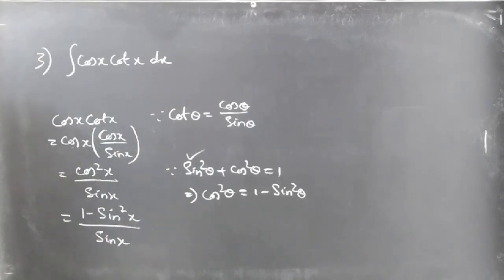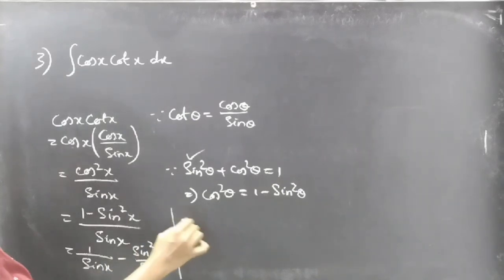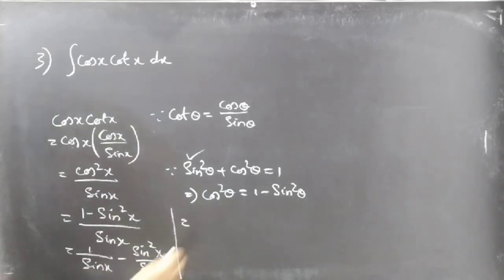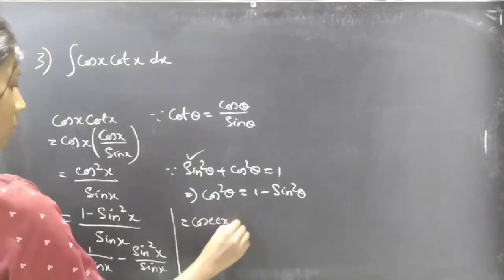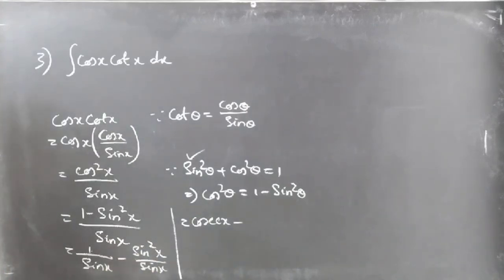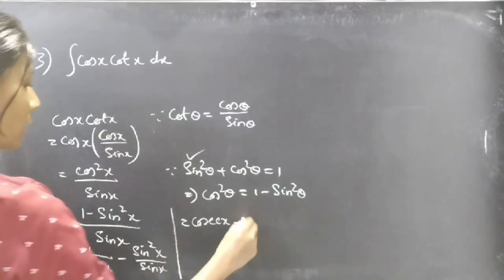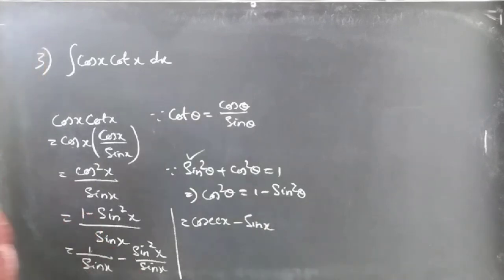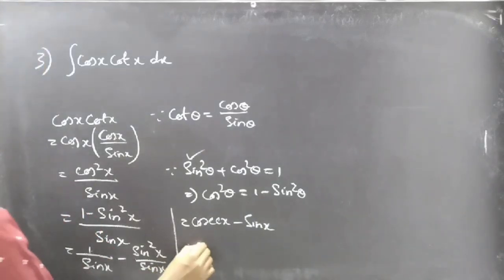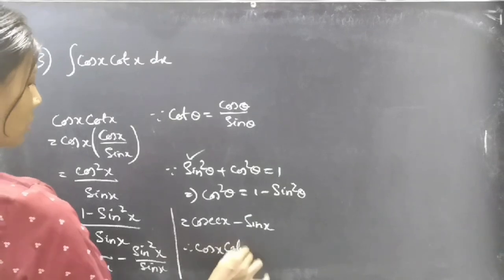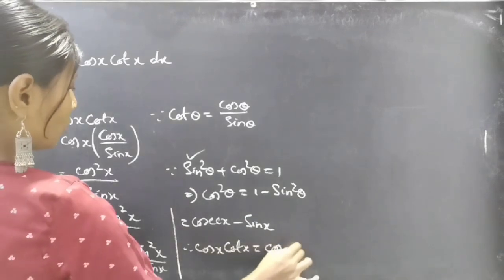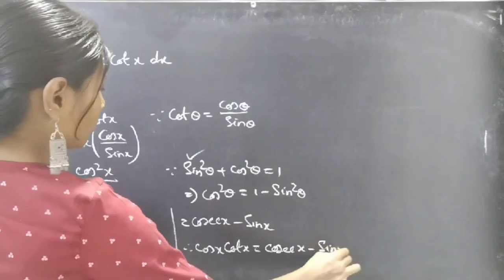In the numerator you have two terms and in the denominator you have one term, so we can split this into two terms, say 1 by sin x minus sin square x by sin x, which gives us the reciprocal of sin x, cosecant x, minus 1 sin x gets cancelled from the numerator and the denominator, you'll get minus sin x, right? Therefore, cos x into cot x equal to cosecant x minus sin x.